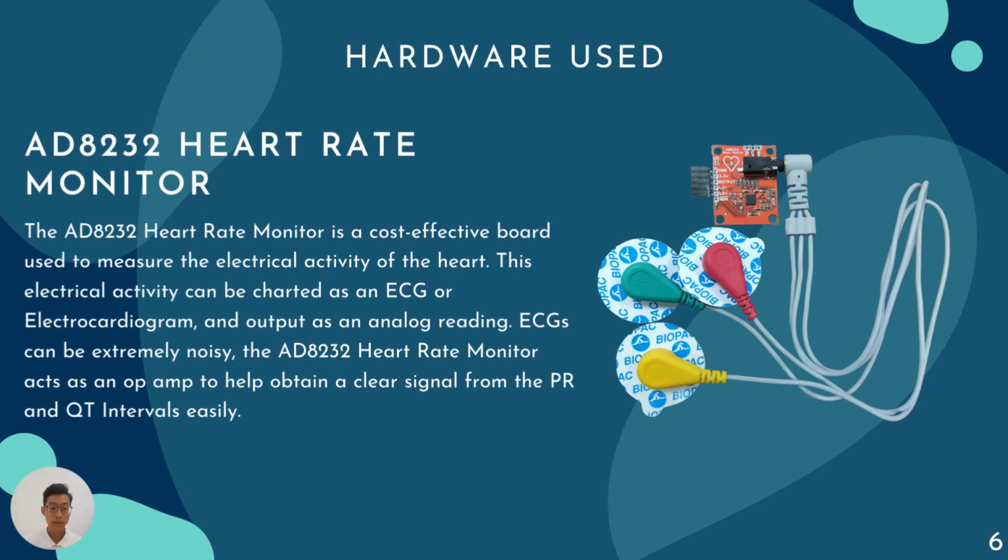We use the AD8232 Heart Rate Monitor and the Arduino Uno R3 board. Firstly, the most important part is the AD8232 Heart Rate Monitor. It is a cost-effective board used to measure the electrical activity of the heart. This electrical activity can be charted as an ECG or electrocardiogram and output as an analog reading. ECGs can be extremely noisy, so the sensor acts as an op-amp to help obtain a clear signal from the PR and QT intervals easily.